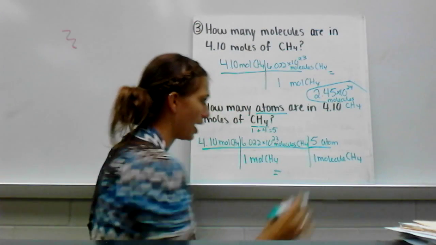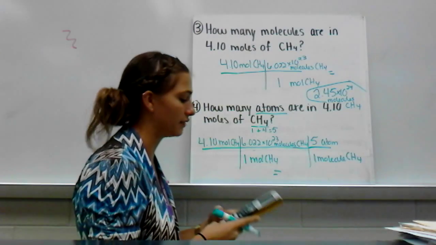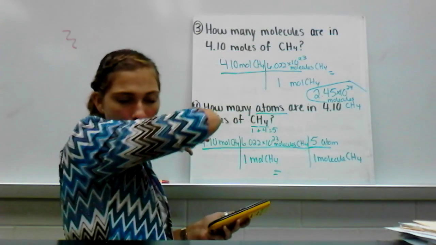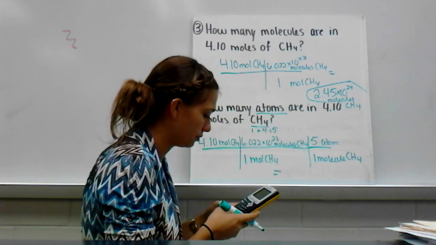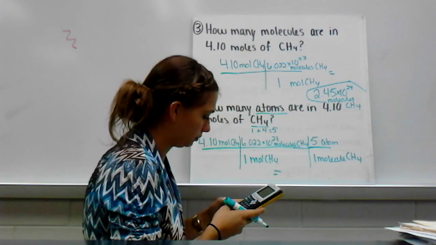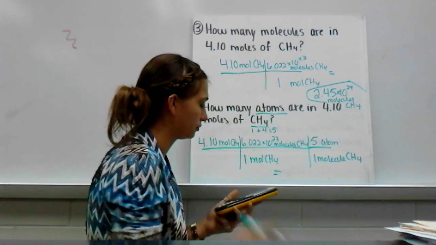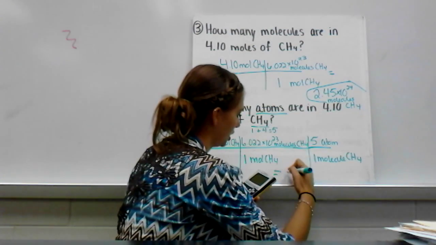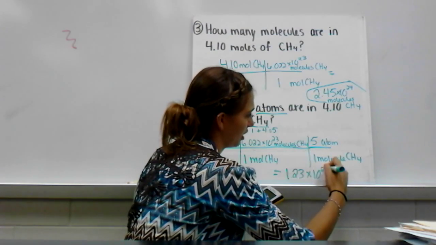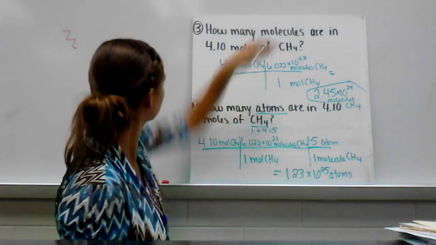Alright, so if I multiply that all out, and I'm multiplying because it's all on the top. If I had something on the bottom, I would be dividing. So the answer that I got here is 1.23 times 10 to the 25th atoms. All right?